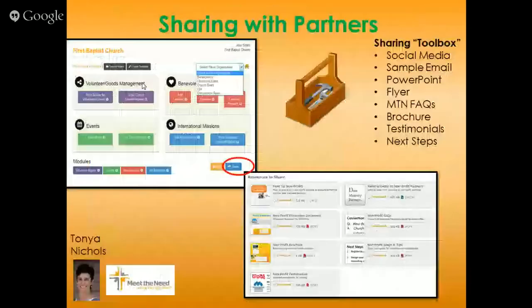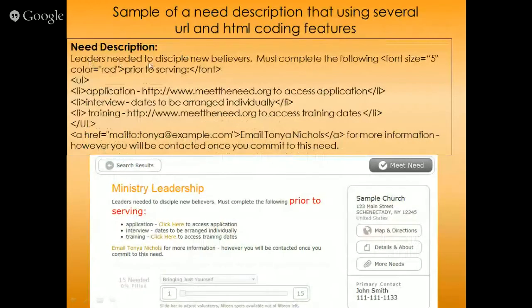In the need description, you might say, leaders needed to disciple new believers must complete the following. And I changed the font size. I made it red, prior to serving. And then there's a link to an application, interview dates to be arranged individually. Looks like I maybe italicized that.